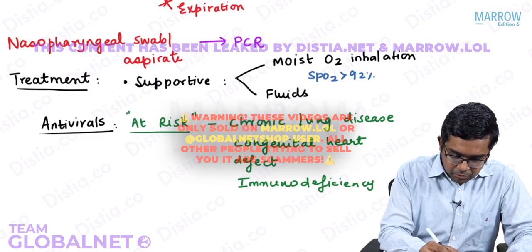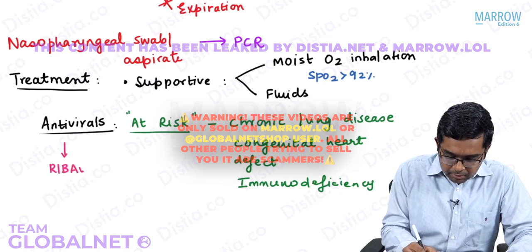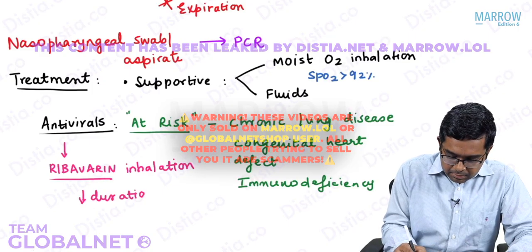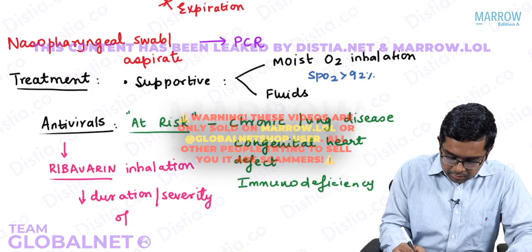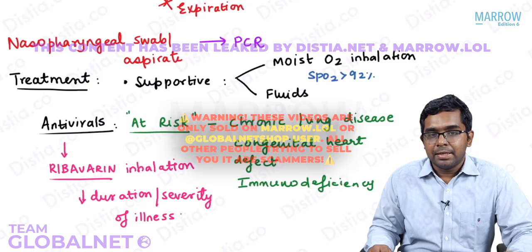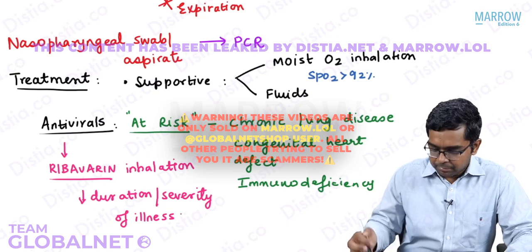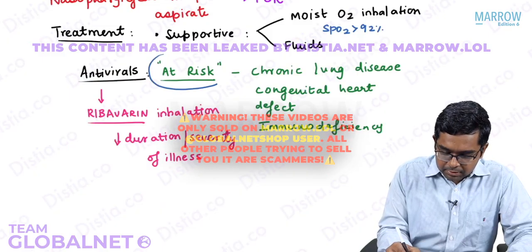And what is that antiviral of choice in RSV infection? It is ribavirin. You give ribavirin as an inhalation because this is supposed to decrease the duration as well as severity of illness in these group of children. So that is why only for these children you have to give ribavirin inhalation during treatment. For a normal child, no requirement for ribavirin. That should be remembered.